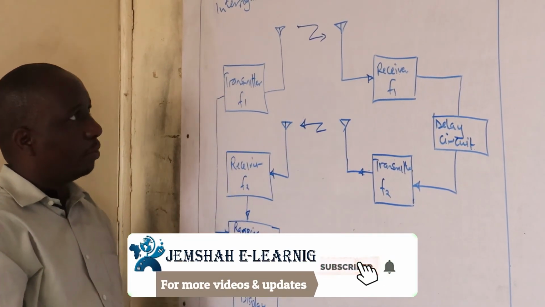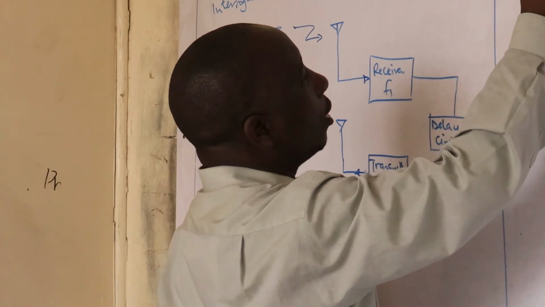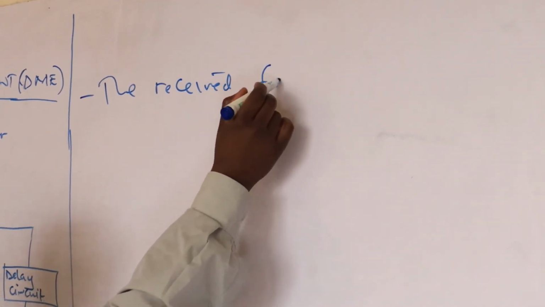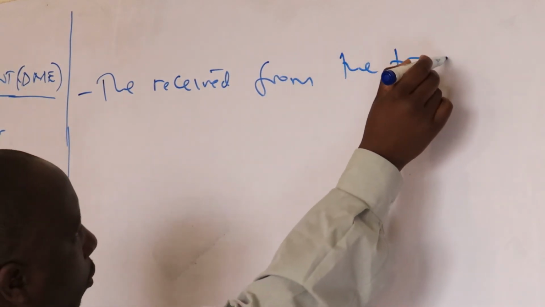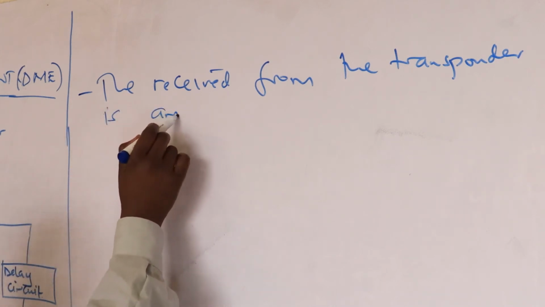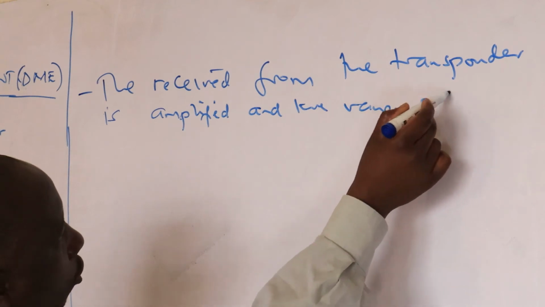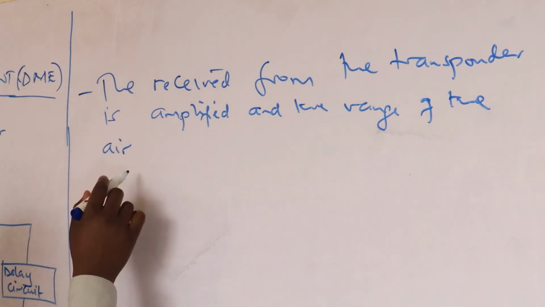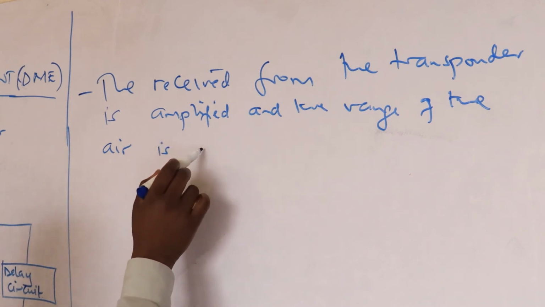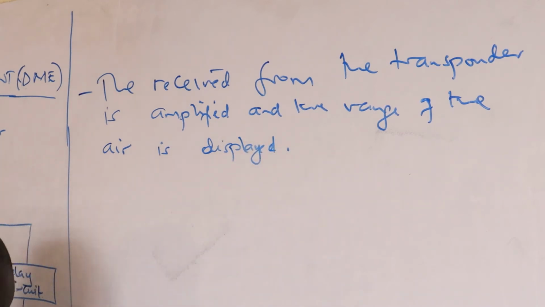So the signal is received by the receiver at the interrogator, and the received signal from the transponder is amplified, and the range of the aircraft is displayed. So basically this is what we need to understand concerning this.